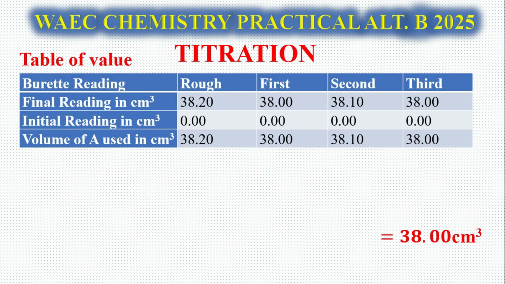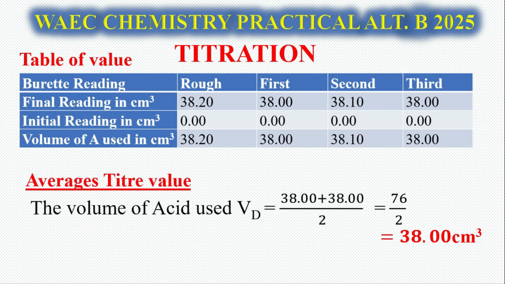So let's move on to our table of values. Look at our table of values. My rough here is 0.0 initial, and 38.20 cm³ final, and the final answer is 38.20 as my rough. My first is 38.00, my second is 38.10, and my third is 38.00. So I'm going to be using my first and my third value. 38 plus 38, of course, gives us 76 divided by 2. My final volume becomes 38.00 cm³.